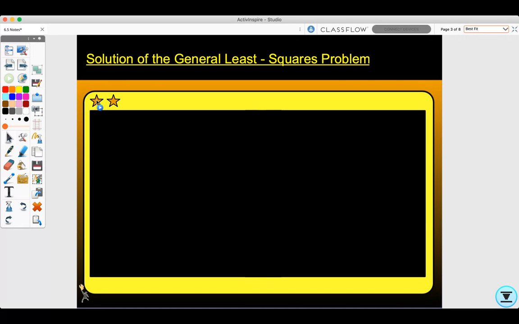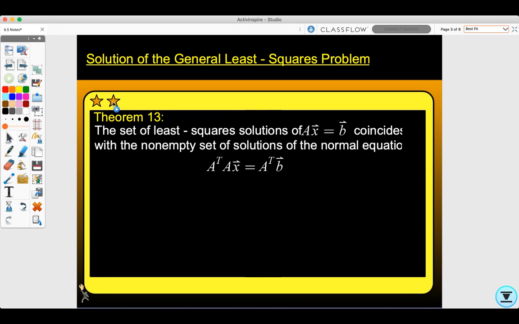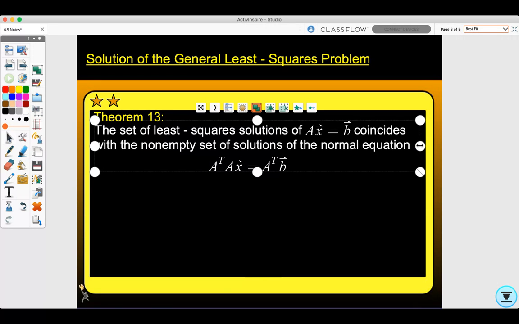The solution of the general least squares problem. Theorem 13. The set of least squares solutions of Ax equals b coincides with the non-empty set of solutions of the normal equation A transpose A x equals A transpose b.